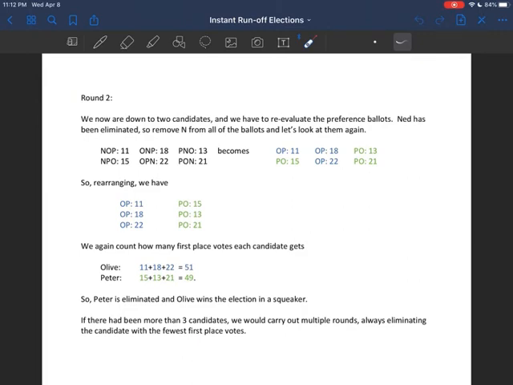As I said before, if there had been more than 3 candidates, we would just carry this out in multiple rounds. Each time we just eliminate the candidate with the lowest number of votes total. And that's it. That's how you run an instant runoff election. The nice thing about this is because you've done preferential ballots, you don't have to send the voters back to the polls after you've eliminated the lowest vote getter. And this also prevents there from being a situation where a non-majority candidate wins the election.